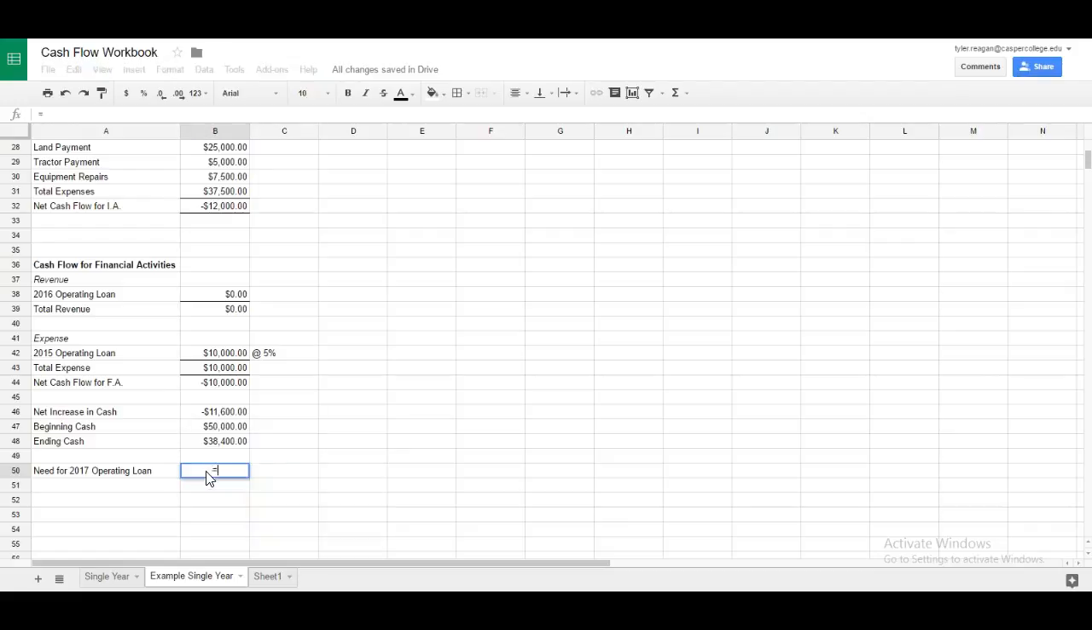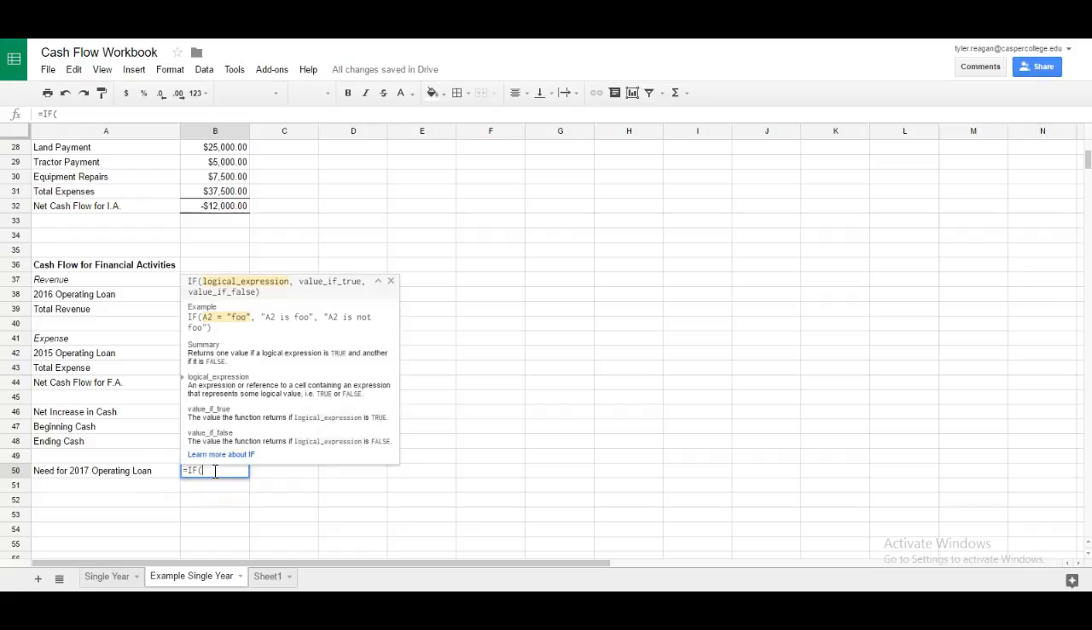See if I can do this. Equals if, enter. It's not going to pull up exactly what I want right now. So, an if-then statement. There it is, that's what I was looking for. An if-then statement, you have to put in a logical expression, and it's going to reveal one value if it's true and one value if it's false.